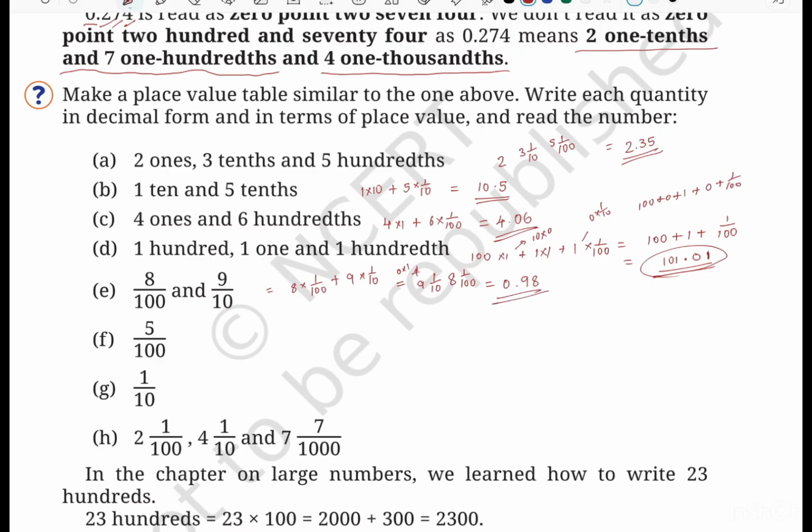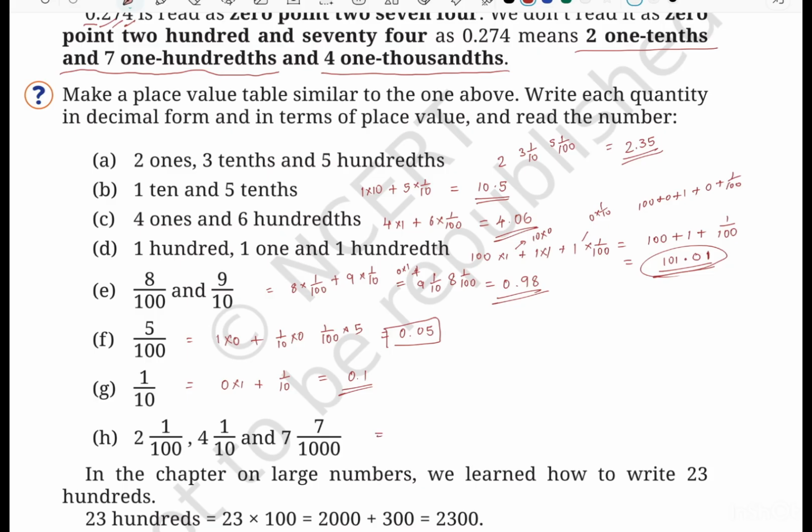Next number is 5 hundredths. So there are no ones. We can write 1 into 0, plus tenths are not there, so 1 by 10 into 0, and hundredths are there, 5 into 1 by 100. So we get the answer 0.05. 0 times 1 plus 1 tenth, so it will become 0.1.